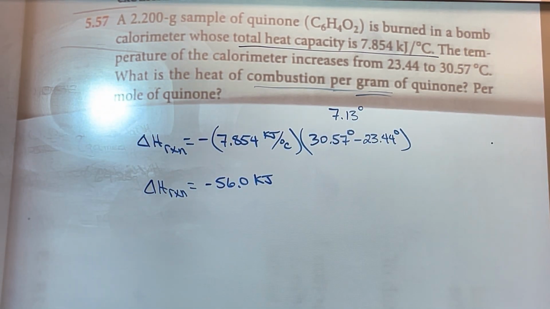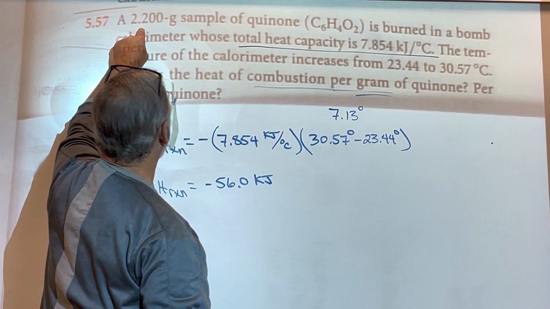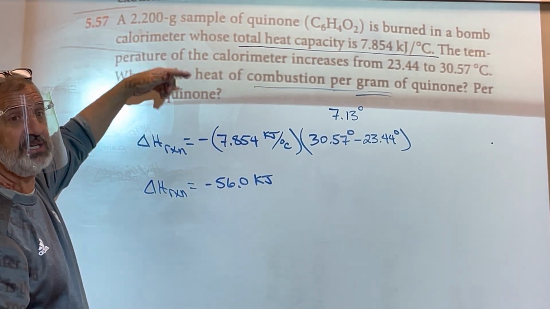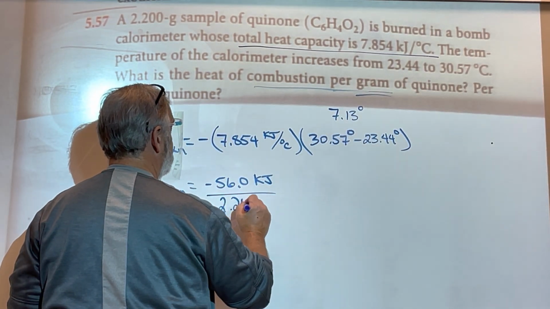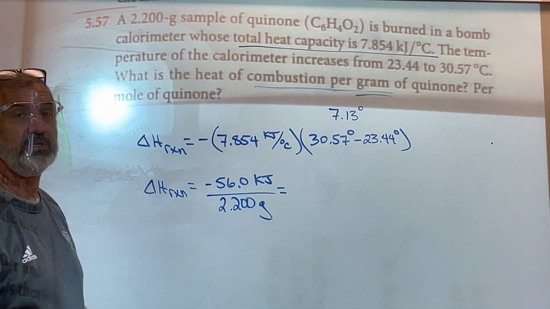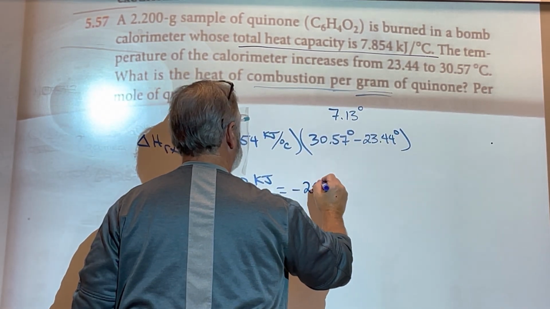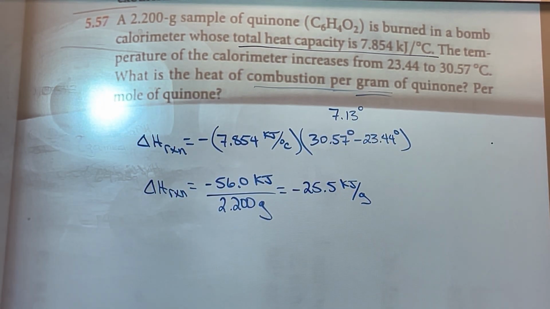But how much burned? We want it per gram of quinone. Well, we have 2.20 grams of quinone. So to get per gram, you just take kilojoules divided by the total grams, which is 2.200 grams. And that turns out to equal negative 25.5 kilojoules per gram. So here we're doing kilojoules per mole. This one is in kilojoules per gram.